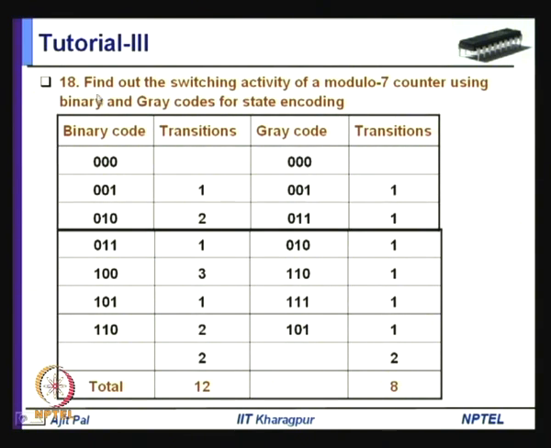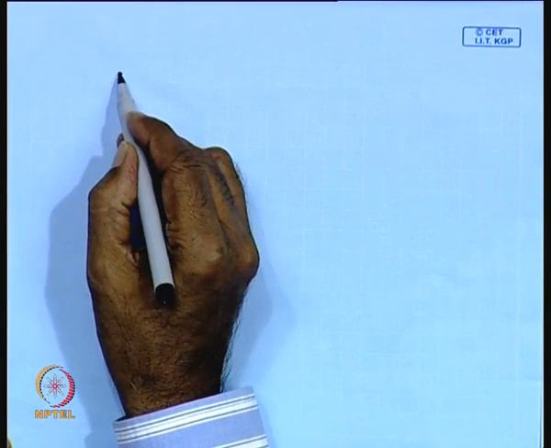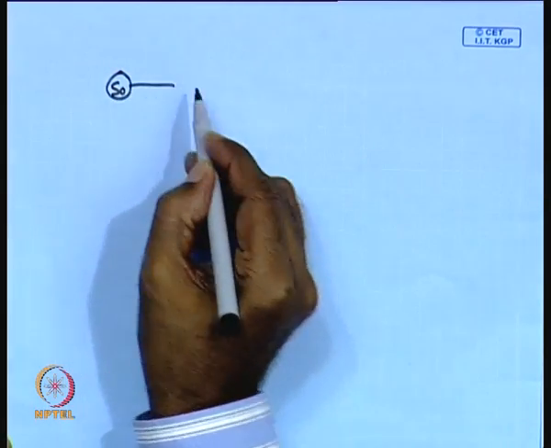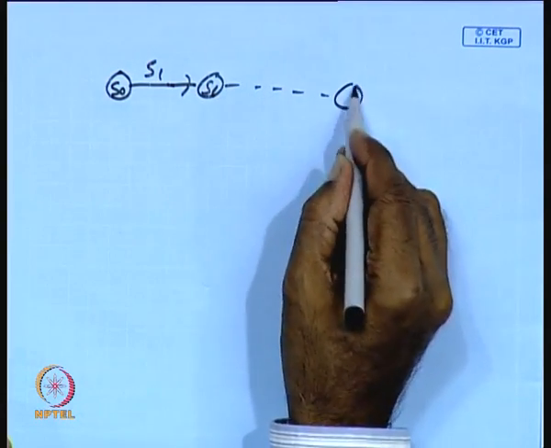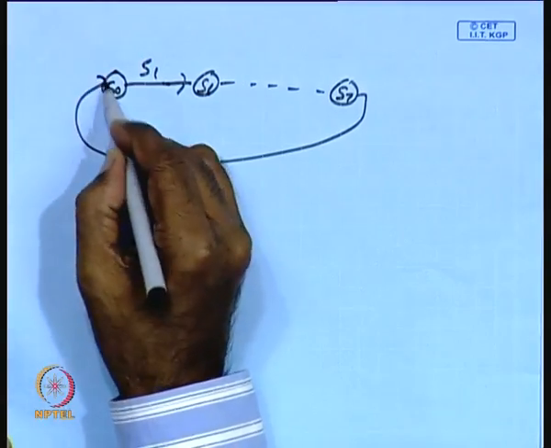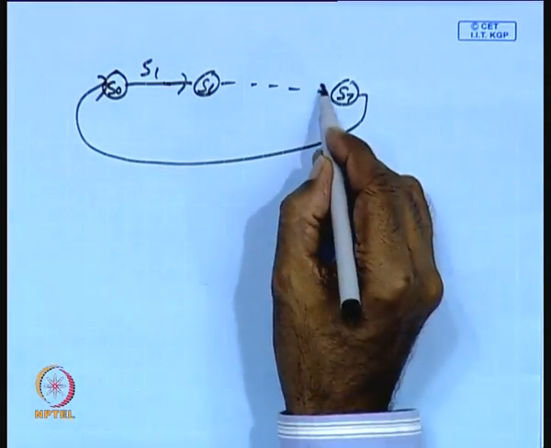Coming to question number 18, find out the switching activity of a modulo 7 counter using binary and gray codes for static encoding. So, this is the binary code, and this is the gray code. You can see here in a counter, the transition occurs from S0 to S1, and in this way it will go to S7, and again it will come back to S0. So, this is how the counter operates.